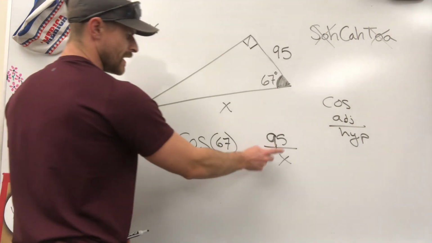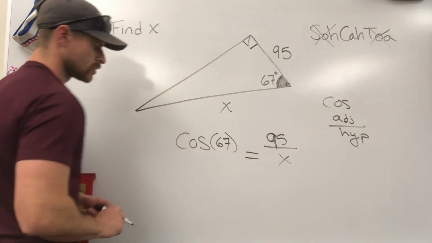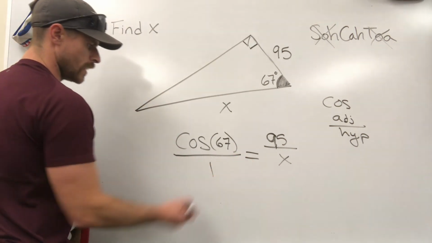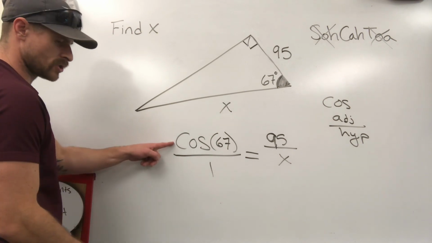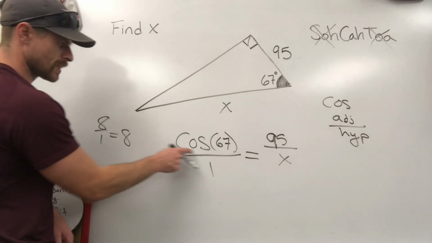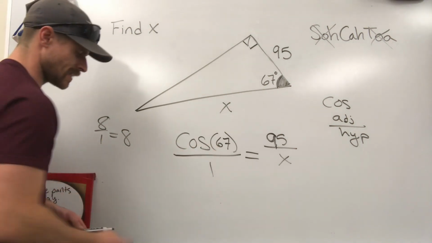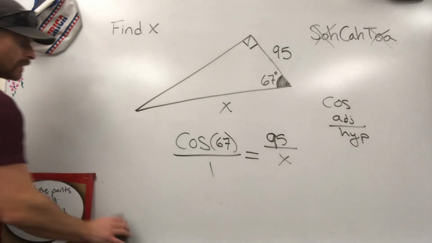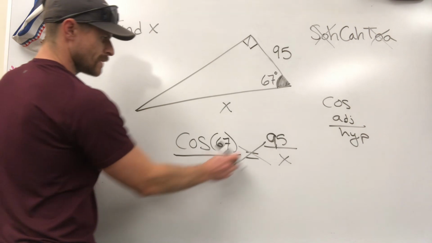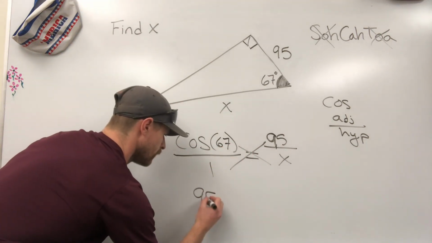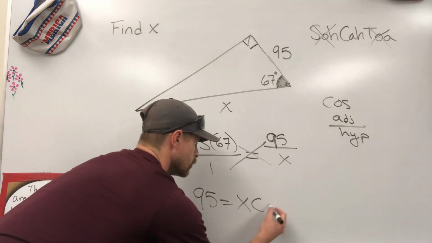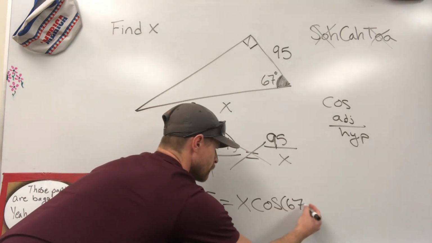The problem is we have x down here as a denominator. So what I need to do is I need to make a fraction out of cosine 67. You just put that down as 1. Okay? Doesn't change this value at all. 8 over 1 equals 8. Just like cosine 67 over 1 equals cosine 67. It doesn't change our value. Okay? Now cross multiplication is the trick we're going to use. So we're just going to cross multiply. 1 times 95 makes 95. Cosine 67 times x is just going to be x cosine 67.